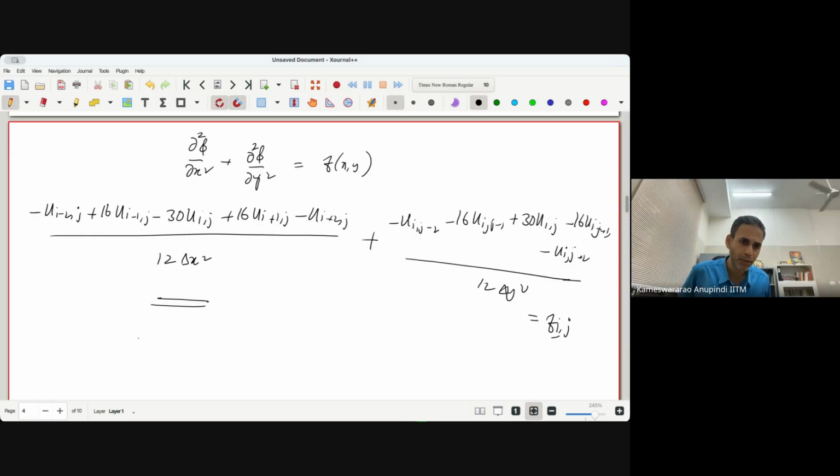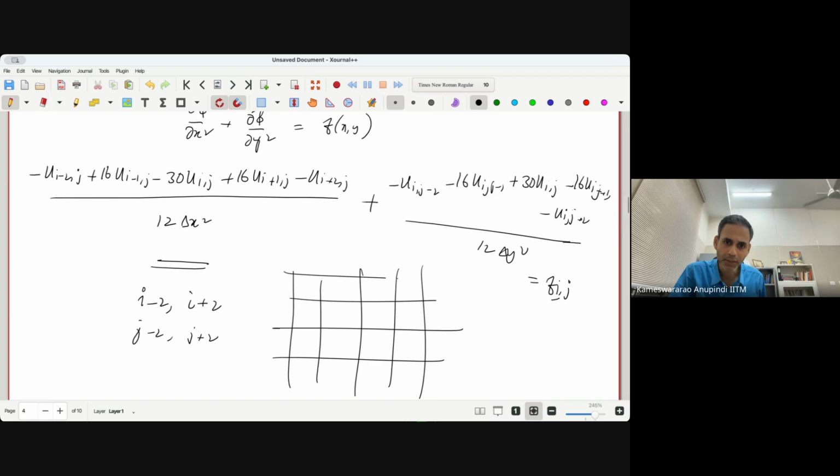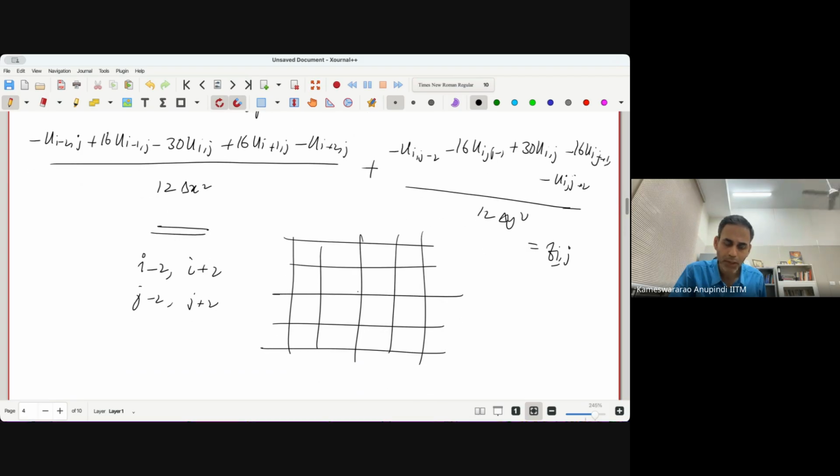Okay, so what you see is that using a 4th order stencil has now increased the size of the stencil. You're going from i−2 to i+2, and j−2 to j+2. That means you're going not only to the neighbors, you're also going to the next neighbors, right? So you're looking at i−2, i−1, i+1, i+2, and j−2, j−1, j+1, j+2. You have increased your stencil to get a fourth order scheme.